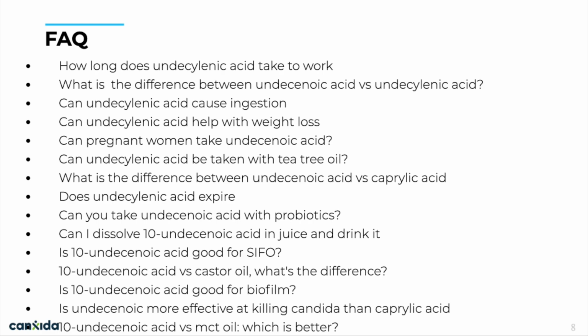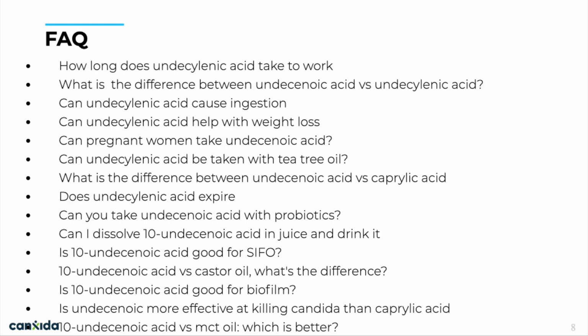What's the difference between castor oil and undecenoic acid? That's question 23. Well, undecenoic acid is a derivative of castor oil, as we mentioned. It's prepared by cracking castor oil beans under high pressure and extracting the oil, and then converting a component of that oil into the undecenoic acid.